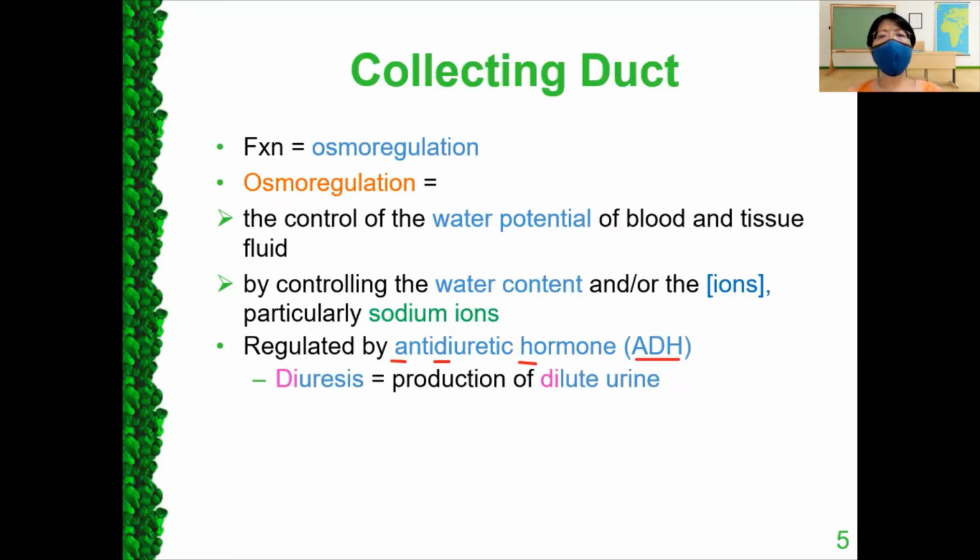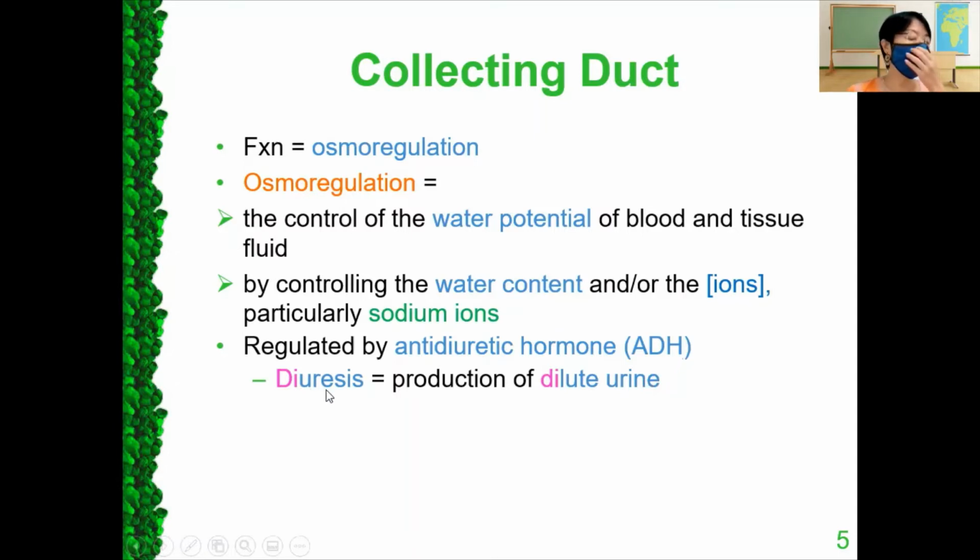So what do you mean by antidiuretic? Let's look at the meaning of the word diuresis. Now, diuresis, sis is a process. Any word that ends with sis is a process. Diuresis means production of dilute urine. So that's why I put pink color. Diuresis is a process where we produce dilute urine.